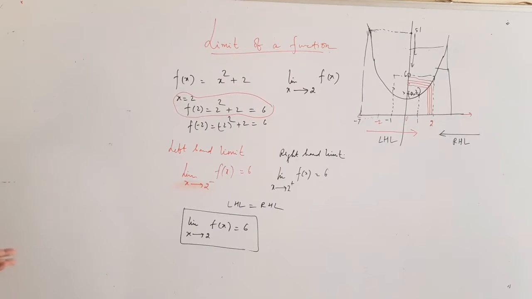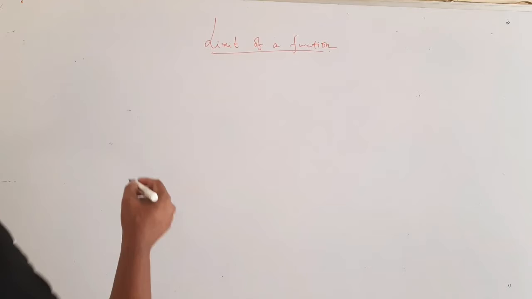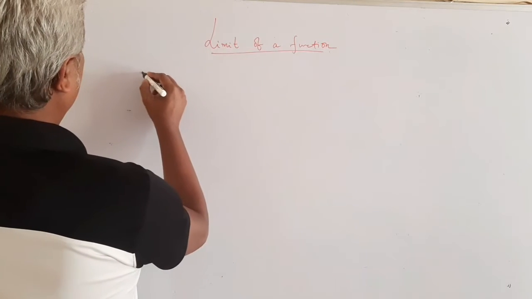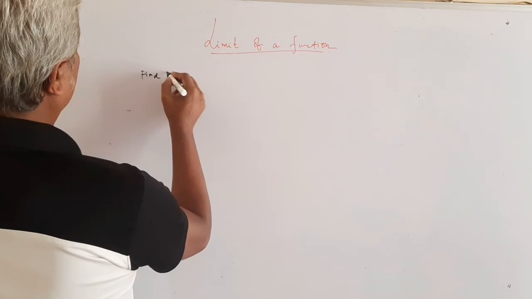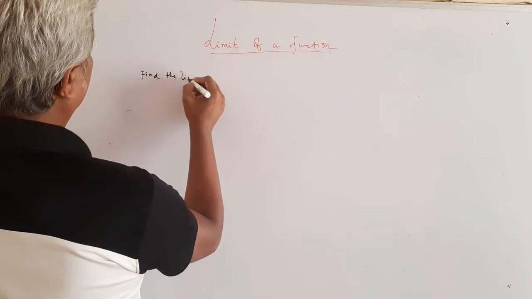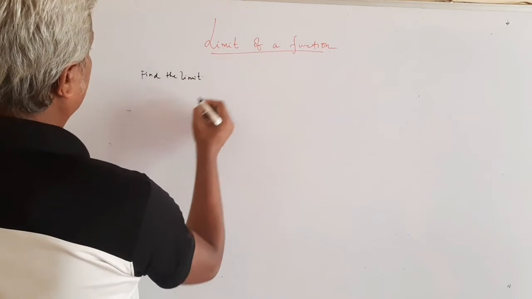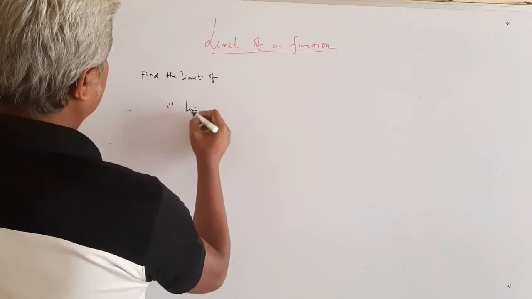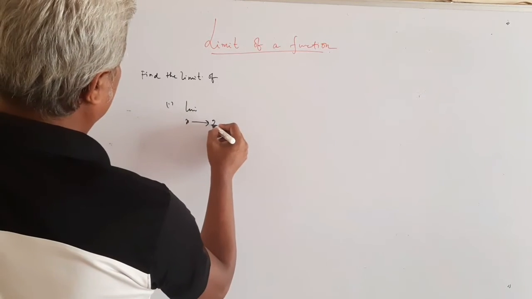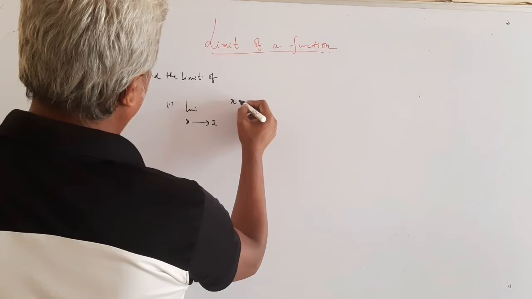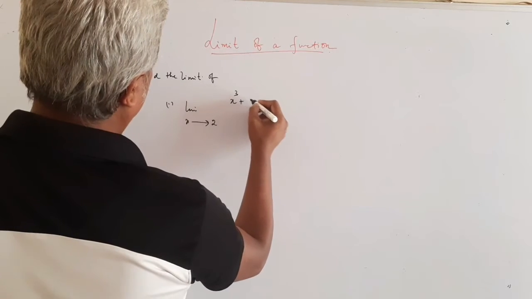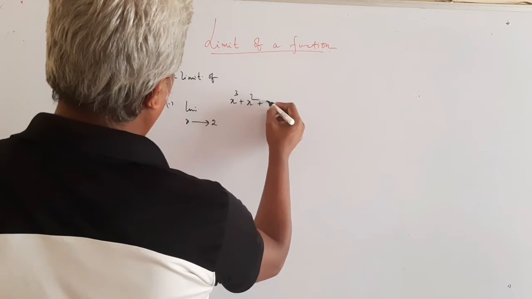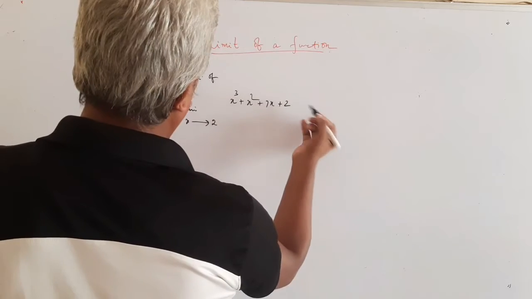Now let me clear the screen and then we'll try to solve certain questions to have the grasp of the concept. Okay, now suppose here we are given a question, find the limit of number 1. This is limit x tends to 2 of x cube plus x square plus 7x plus 2.